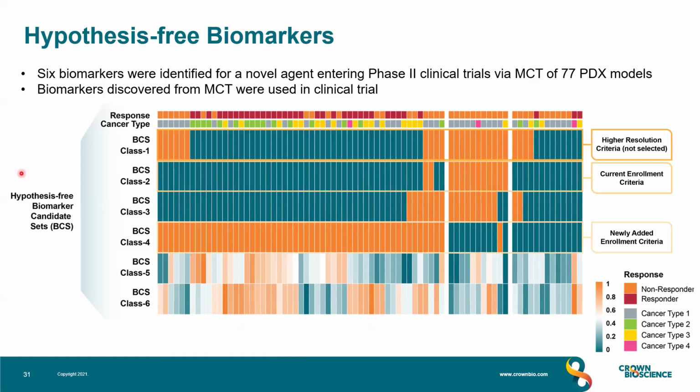So for instance, the biomarker candidate set 2 is a mutational biomarker for current enrollment into the clinical trial. The class 4 is a newly added enrollment criteria which was based on our findings. And the class 1, which was again also a mutational biomarker set, but with multiple genes, had a better separation for responders and non-responders with higher resolution, but this wasn't selected, which could be due to the single gene biomarker being more easily tested in practice than a composite set. So this highlights the balance between predictive power and practicalities for clinical use.